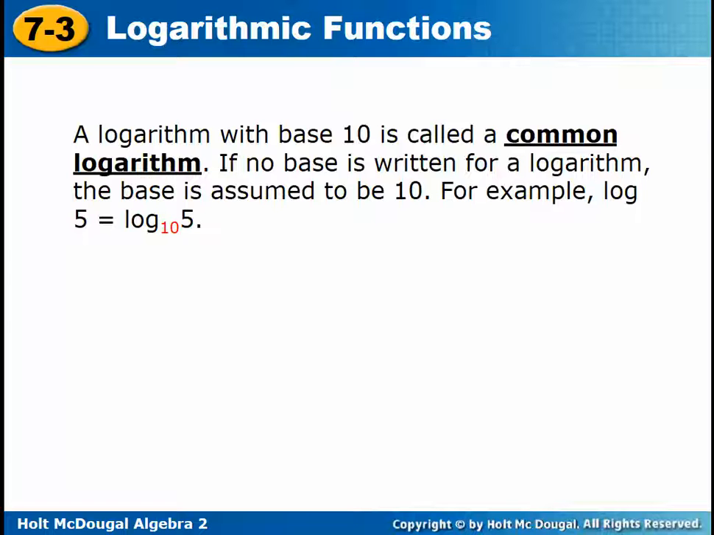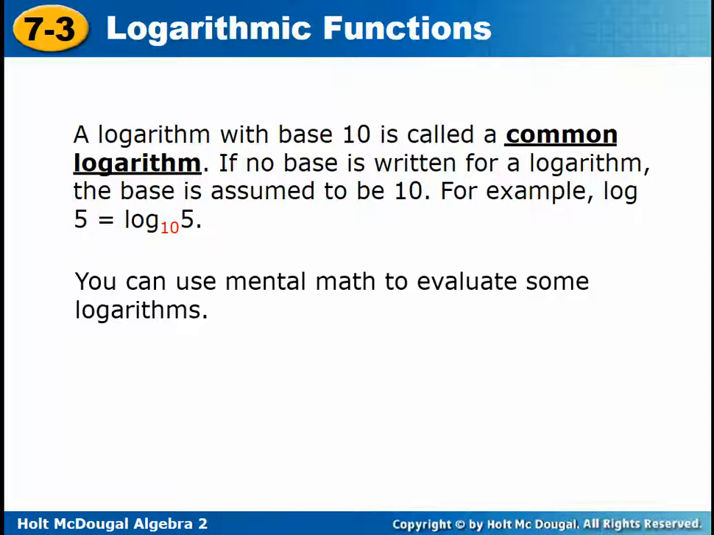And here we go, what I hinted at before. If you have a log with base 10, we call that a common logarithm. So anytime you see a problem that does not have the base given to you, you can assume that it is 10, that is the common log. If you see log 5, that means log base 10 of 5. So in that problem earlier on the worksheet, we were assuming that that was a base 10.